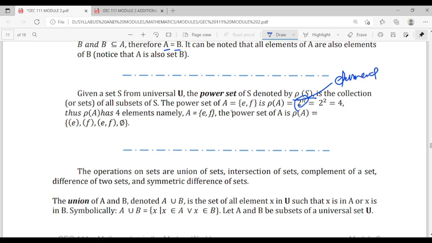Like for instance, we have 2 elements dito, E and F. So 2 raised to 2, we have 4. Ito yung hinahanap natin for the power set of A. Ito yung solution. Nakuha?